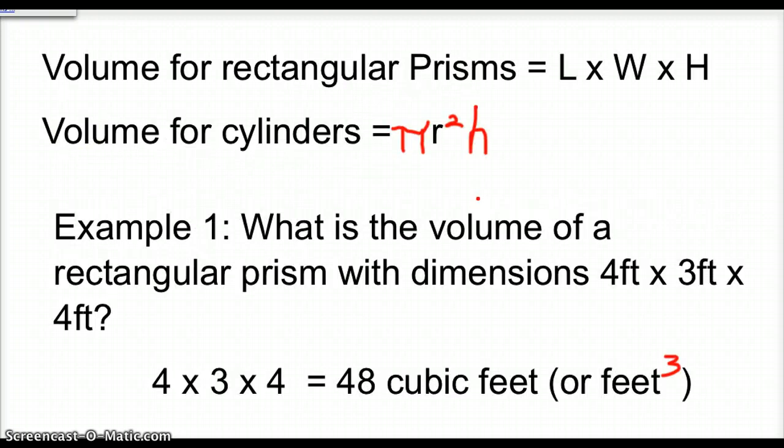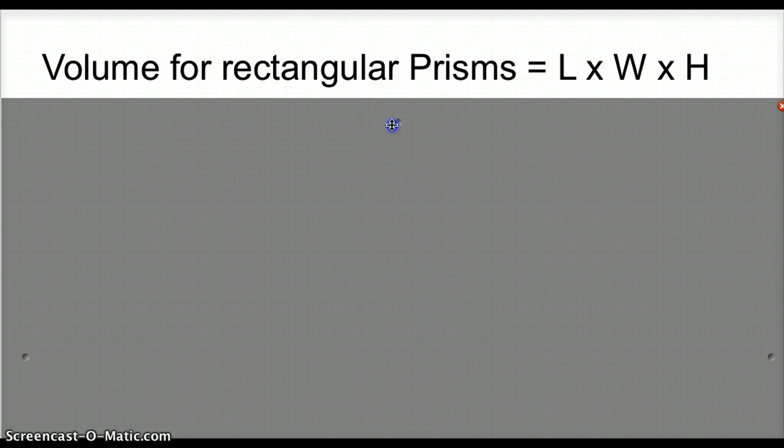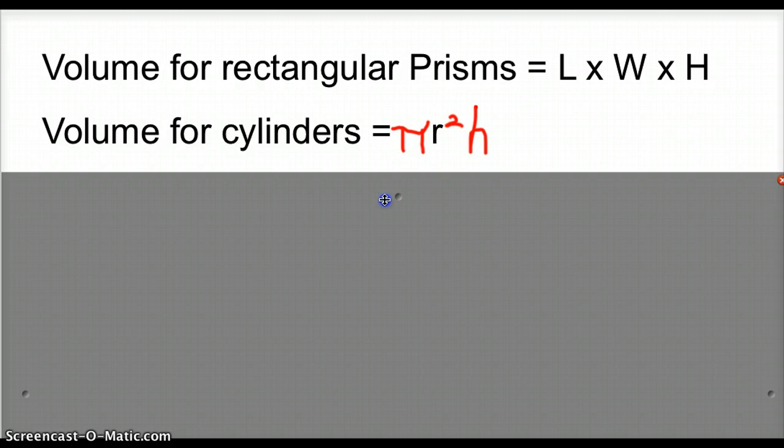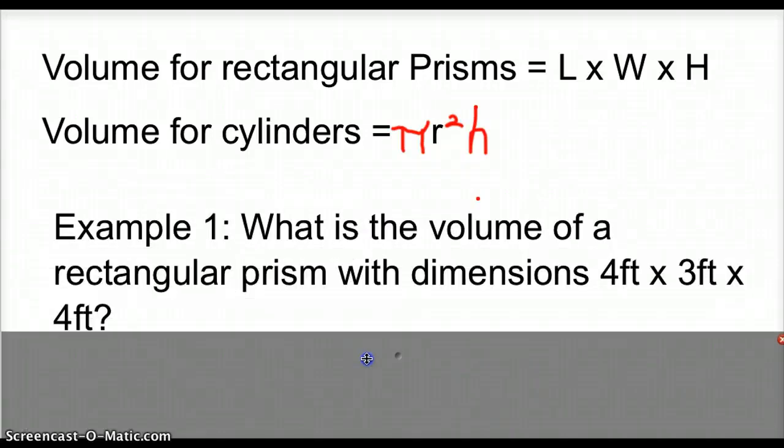Let's look at this in pieces. The volume for rectangular prisms is length times width times height, and the volume for cylinders is pi r squared times height. So again, volume for rectangular prisms is length times width times height, and volume for cylinders is pi r squared times height. So let's look at an example.